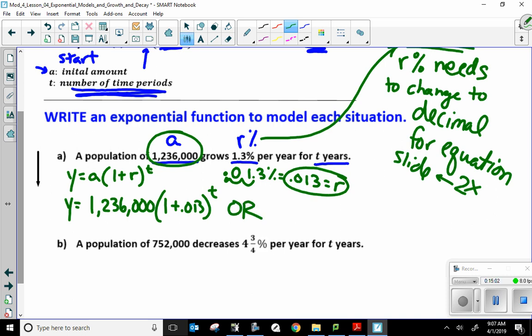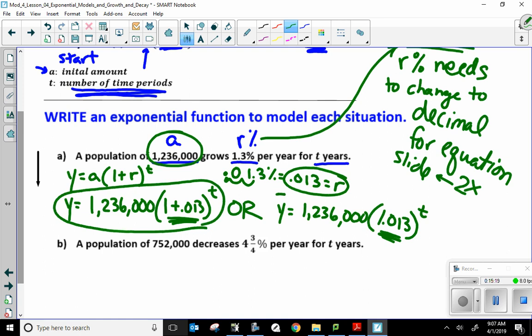Or, if you want, you can combine these. You could say y equals 1,236,000 times 1.013 to the t, because this is probably how it would be written on a test. But you should know that this is the same as this. You should know that addition is simplification. You're good in the parentheses there.